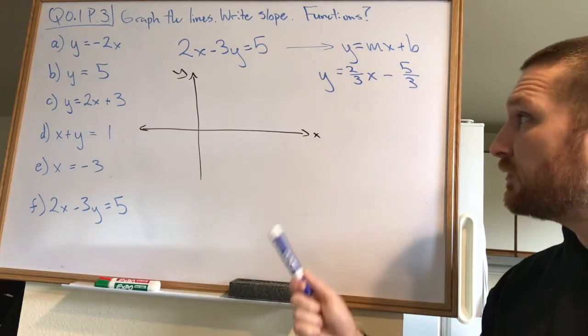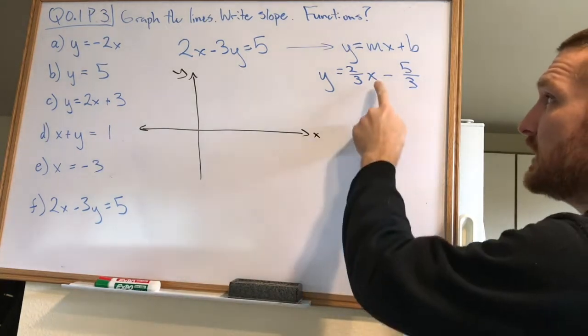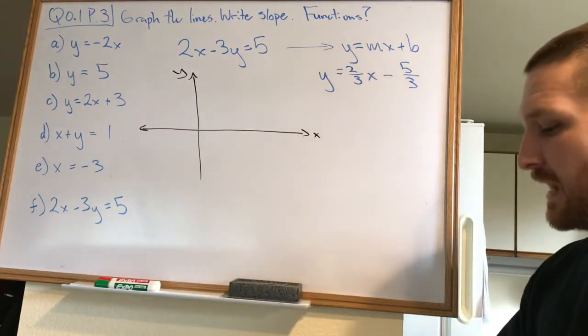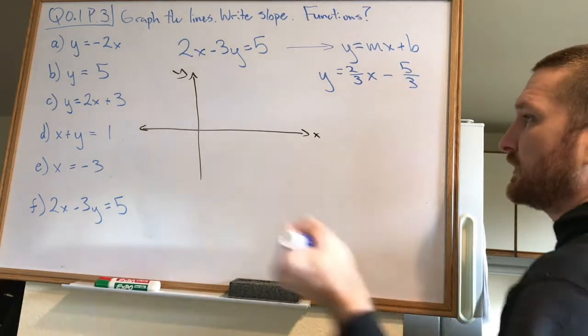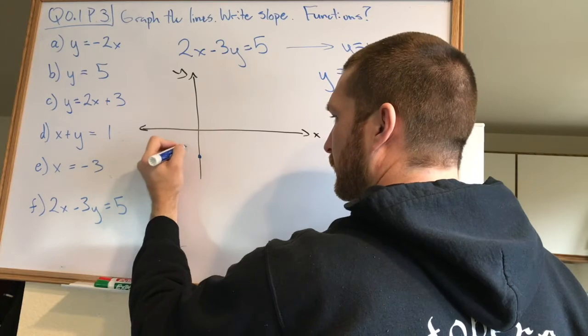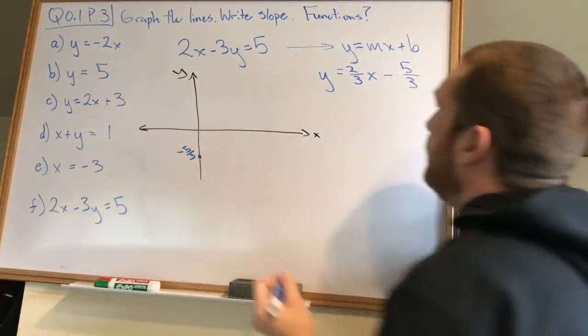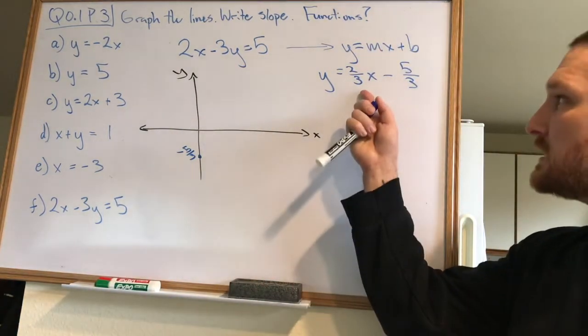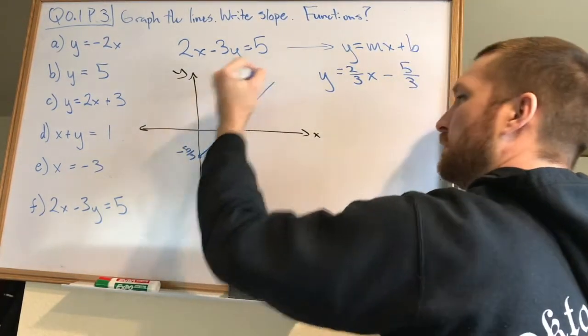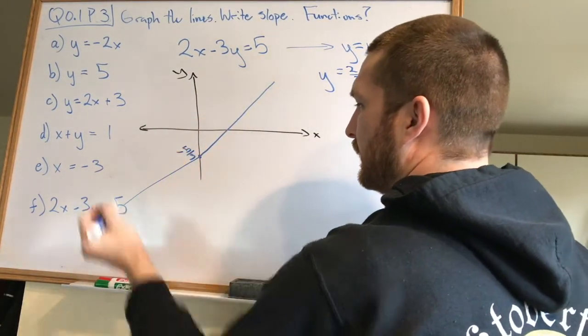Now, okay. Let's find the y-intercept. Plug in a 0 for x, and my output becomes, in other words, when x is 0, my output is minus 5/3. So I'm going to go down here to minus 5/3 and label it. And then I notice, okay, we have a positive slope. Positive slope goes up. So up like that.